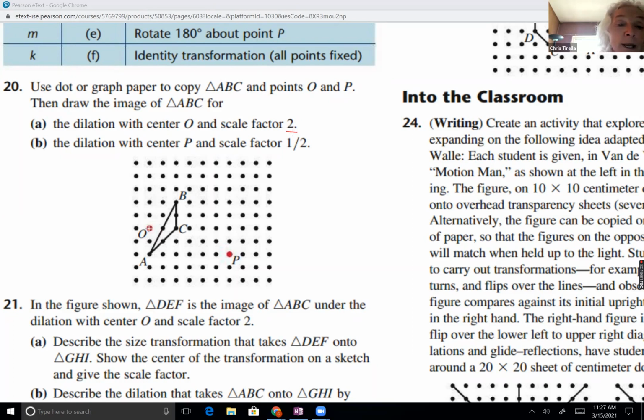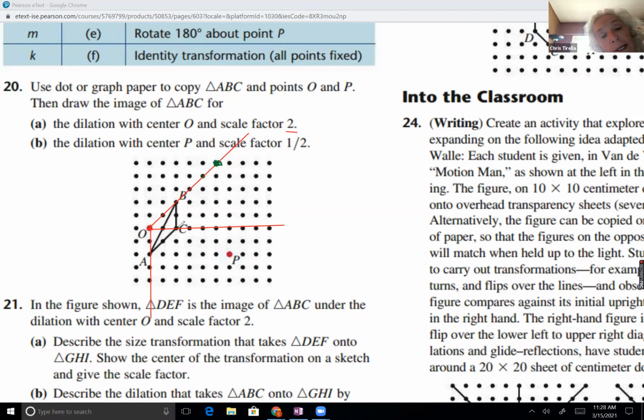So I'm going to take O, connect it to B, make a ring. I'm going to take O, connect it to C, make a ring. I'm going to take O, connect it to A, and make a ring. Now I want to go twice that distance away. And so from O to B, do you see how I'm moving along 2 diagonals? If I double it, wouldn't that take me over here?